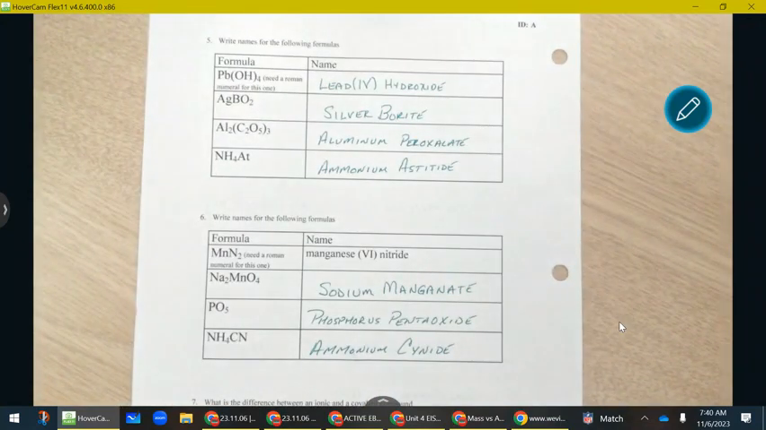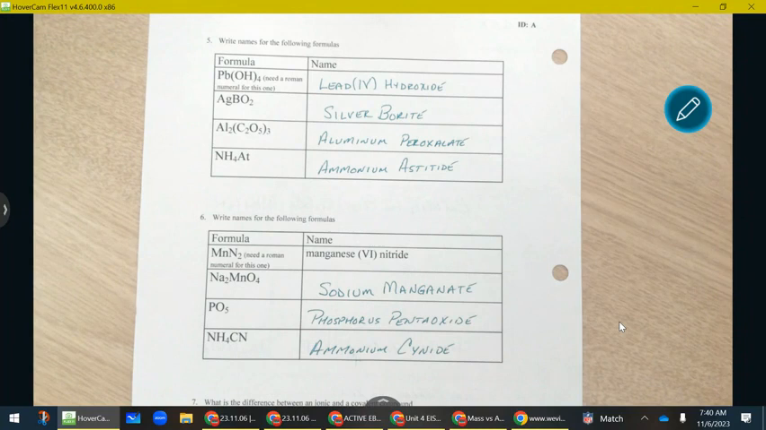All right. On the back side, we wrote some names. So up at the top, ladies and gentlemen, PbOH4 needs a Roman numeral. The Roman numeral would be 4. It would be lead 4 hydroxide. Ag is silver. BO3 is borate. BO2 is borite, so silver borite. Al is aluminum. C2O4 is oxalate. C2O5 has gained 1 oxygen, so that's peroxalate. NH4 is ammonium. At is astatine. Astatine becomes astatide.